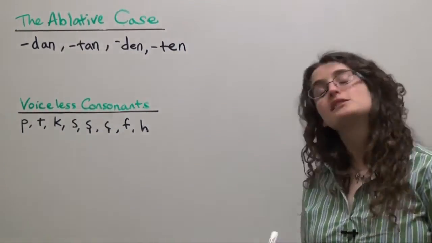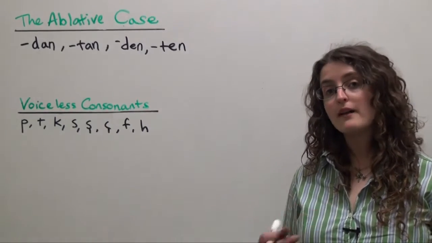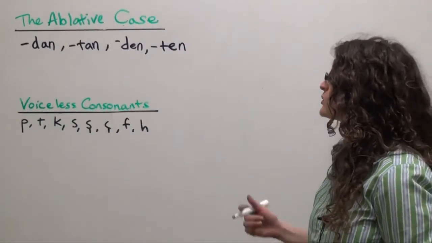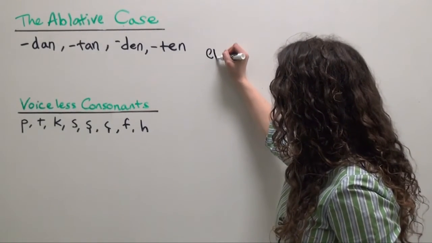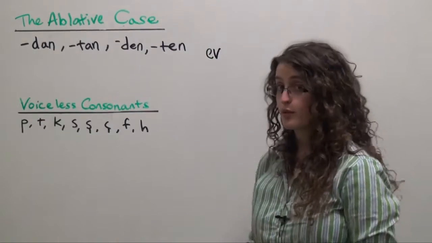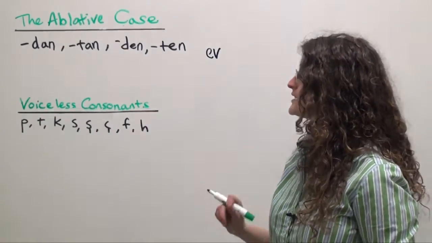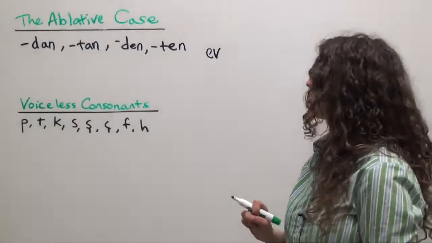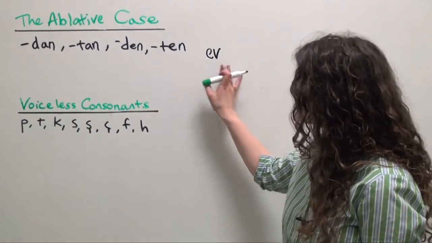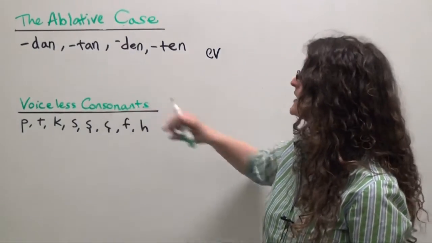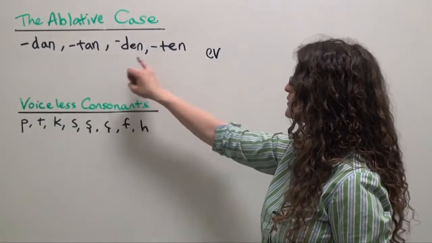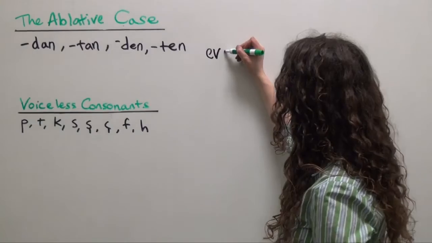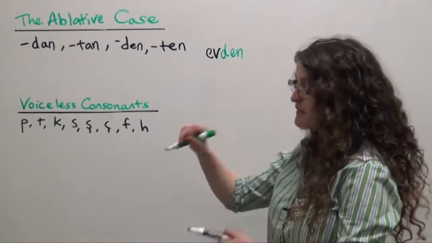So let's say we want to say from the house. We'll start with the Turkish word for house, ev, and choose the appropriate version of the ablative case ending according to the rules of two-way vowel harmony. So for ev, we're going to choose den. Of our four options, dan, tan, den, and ten, we need to choose den. Ev, den, from the house.